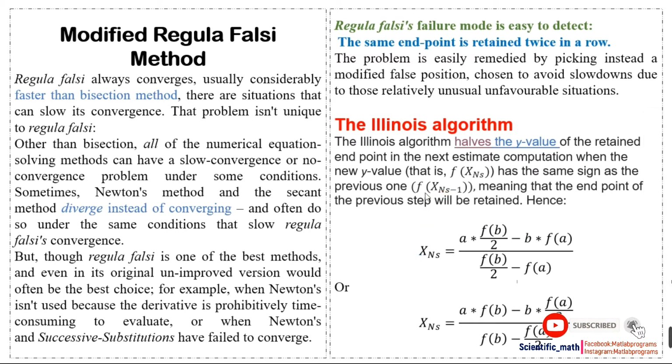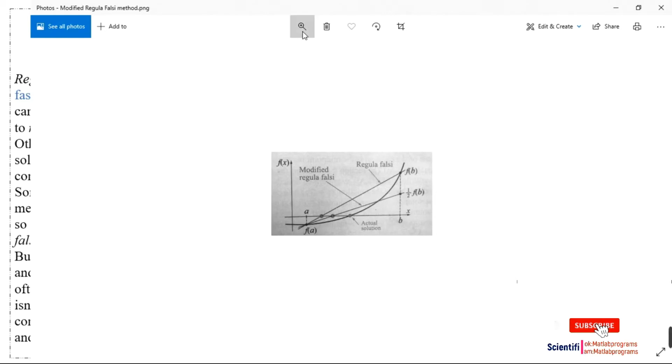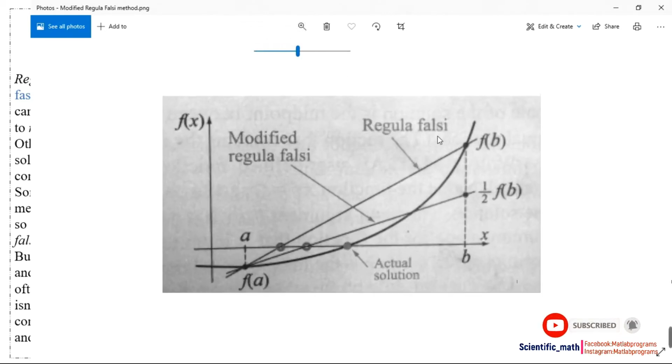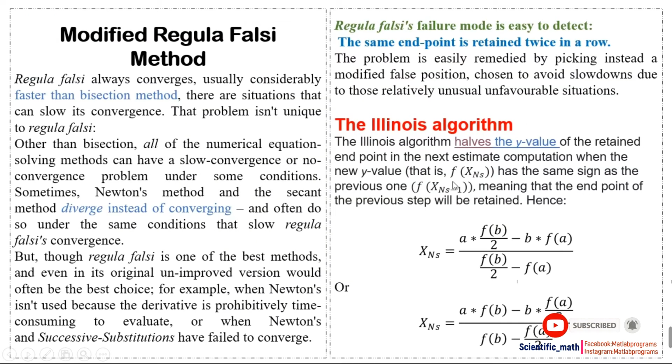So graphically we see the Illinois algorithm, what is Illinois algorithm and modification. This is the graph in which this is Regula Falsi method, and this is modified Regula Falsi method, in which we use half of the value of y, that is 1 by 2 into f of b. This is the modification in Regula Falsi method when we see that the sign of f of xn and the previous value are the same, meaning that the endpoint of the previous step will be retained.